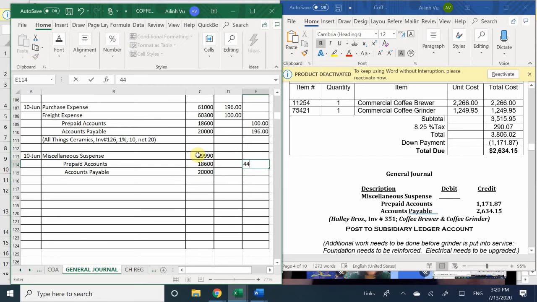So I know that my prepaid amount that I wrote a check for was $71.87. And then my total amount due is going to be $2,634.15. Okay? So that should give me a grand total to put in my miscellaneous expense. It should add up to these two numbers, which we should verify should be $3,806.02, which you can also calculate the total right here.